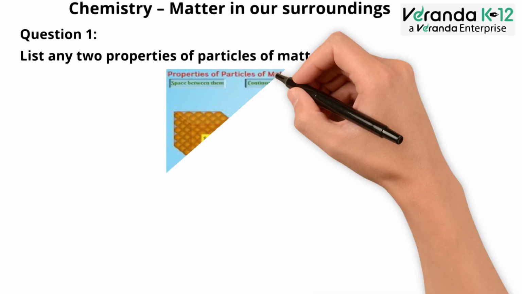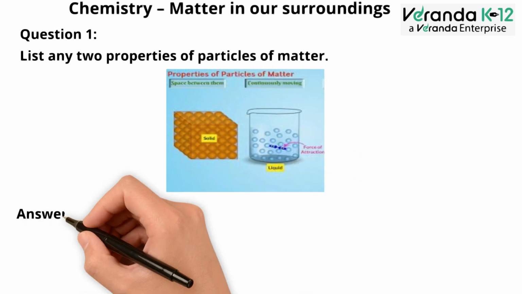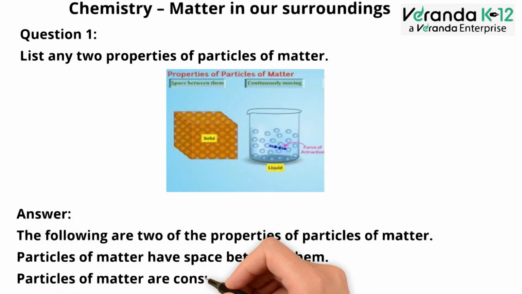You can answer this question like this. The following are two properties of particles of matter. Number 1, particles of matter have space between them. And number 2, particles of matter are constantly moving. You can get a little more clarity by observing the adjacent diagram.